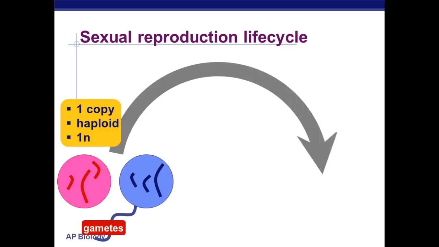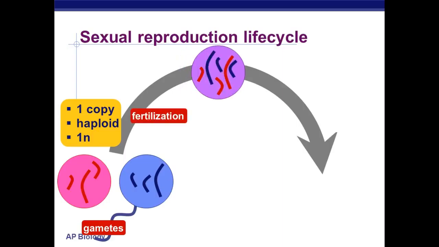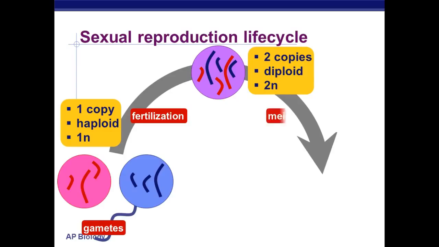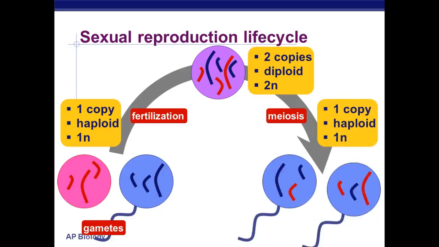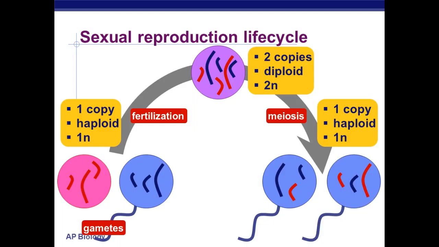So each of these gametes has just one copy of each chromosome. They're haploid, 1n or n. When they combine, you might have noticed already, we're going to have homologous partners again. 2 copies of each chromosome, so we're back to a diploid cell, 2n. When that cell then divides by meiosis, we'll be back to haploid cells again.